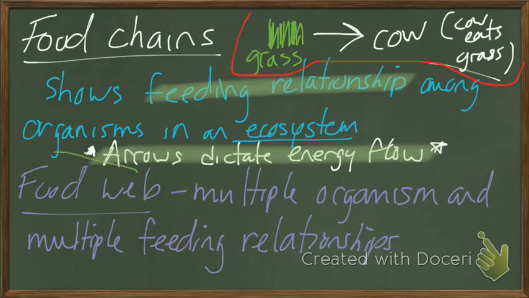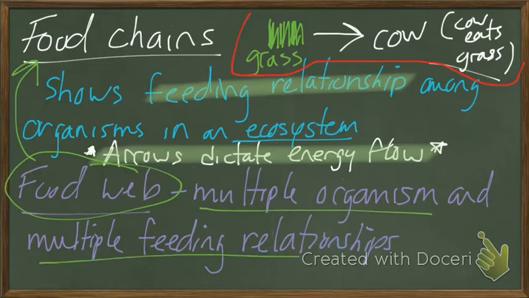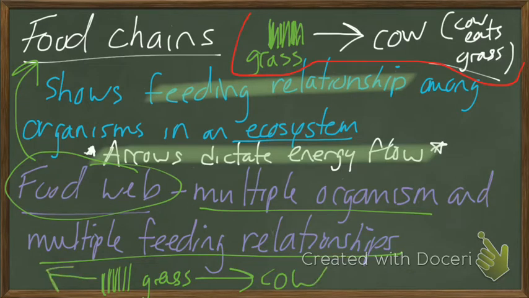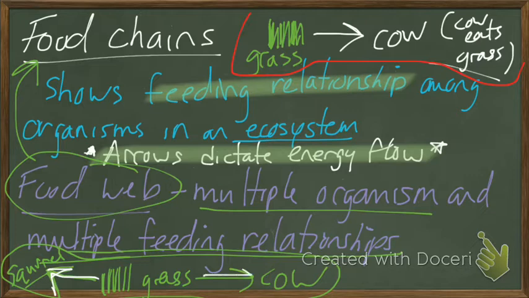Alright. A food web is the same as a food chain, however, it shows multiple organisms and multiple feeding relationships. So, again, this grass could be eaten by a cow. The grass could also be eaten by, I can't really think of another animal that eats grass. I'm just going to write a squirrel. Squirrel. Okay, I know squirrels don't eat grass, but whatever. This would be more of a web because grass is leading to multiple, let me draw these in white, organisms. Okay, multiple flows of energy.